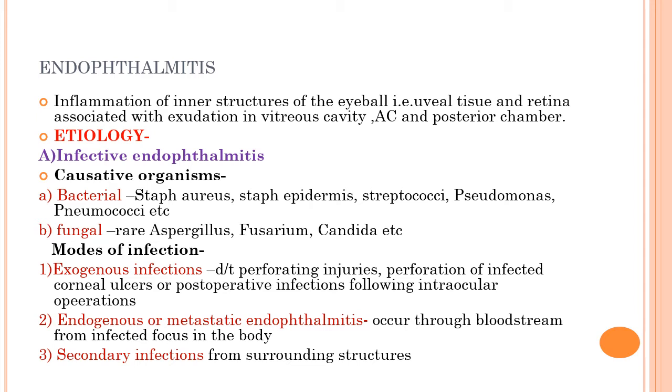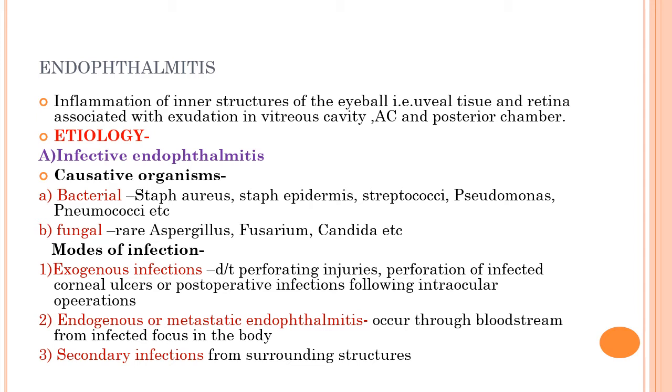It may be bacteria, it may be fungus. Bacteria may be Staphylococcus, Streptococcus, Pseudomonas, Pneumococcus; fungus, Aspergillus, Fusarium and Candida. So how do they enter into the eye? It may be exogenous infection, it may be endogenous, or it may be secondary infection.